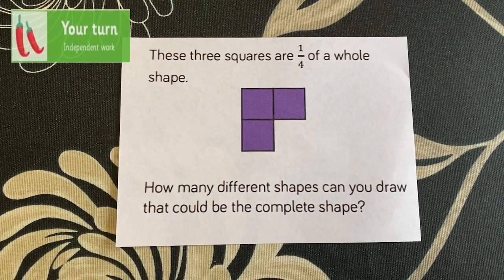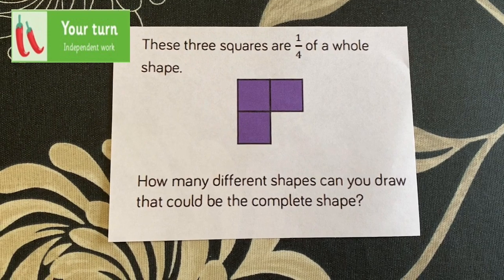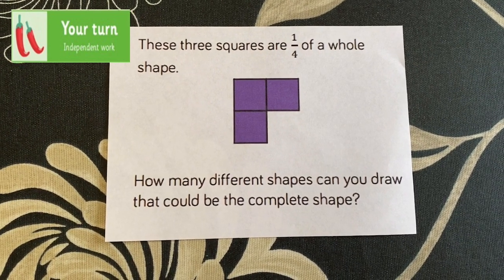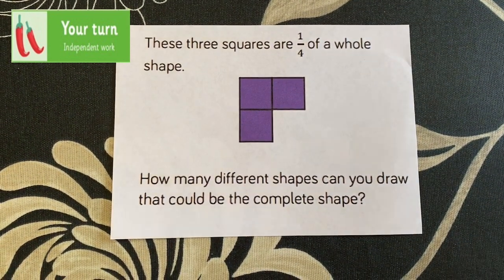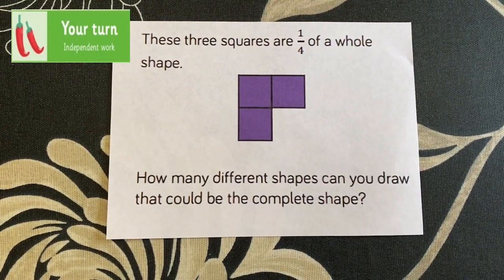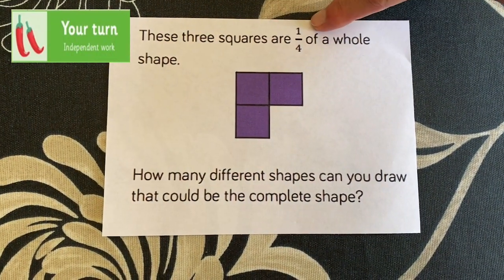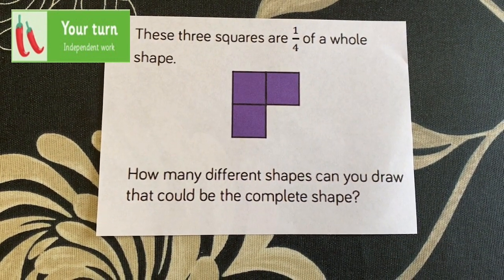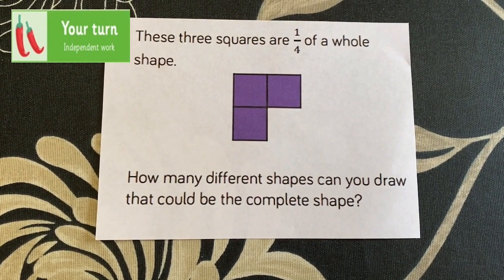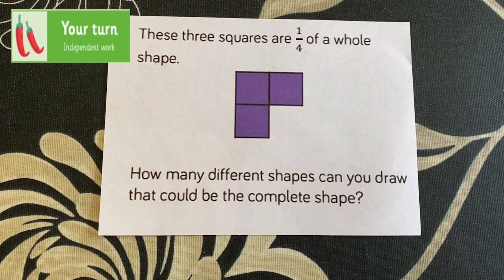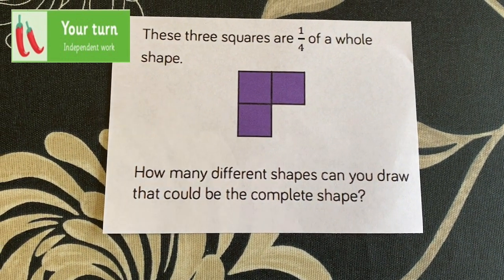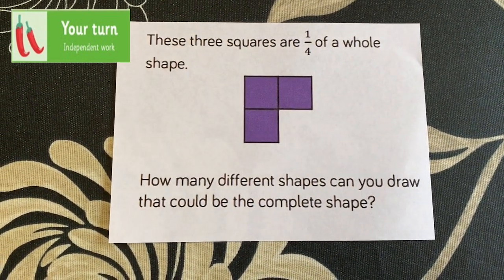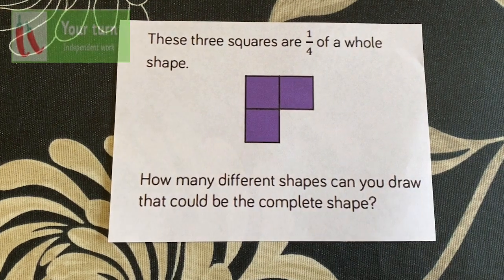Right, so we've got another challenge here for you. So these 3 squares are 1/4 of a whole shape. So we don't know how many squares are in the whole shape. We only know that 1/4 of this whole shape is 3 squares. So can you now work out how many different shapes you can draw that could be the complete shape? Pause the video, have a go, see how many you can calculate, and then we'll look at the answers in a moment.